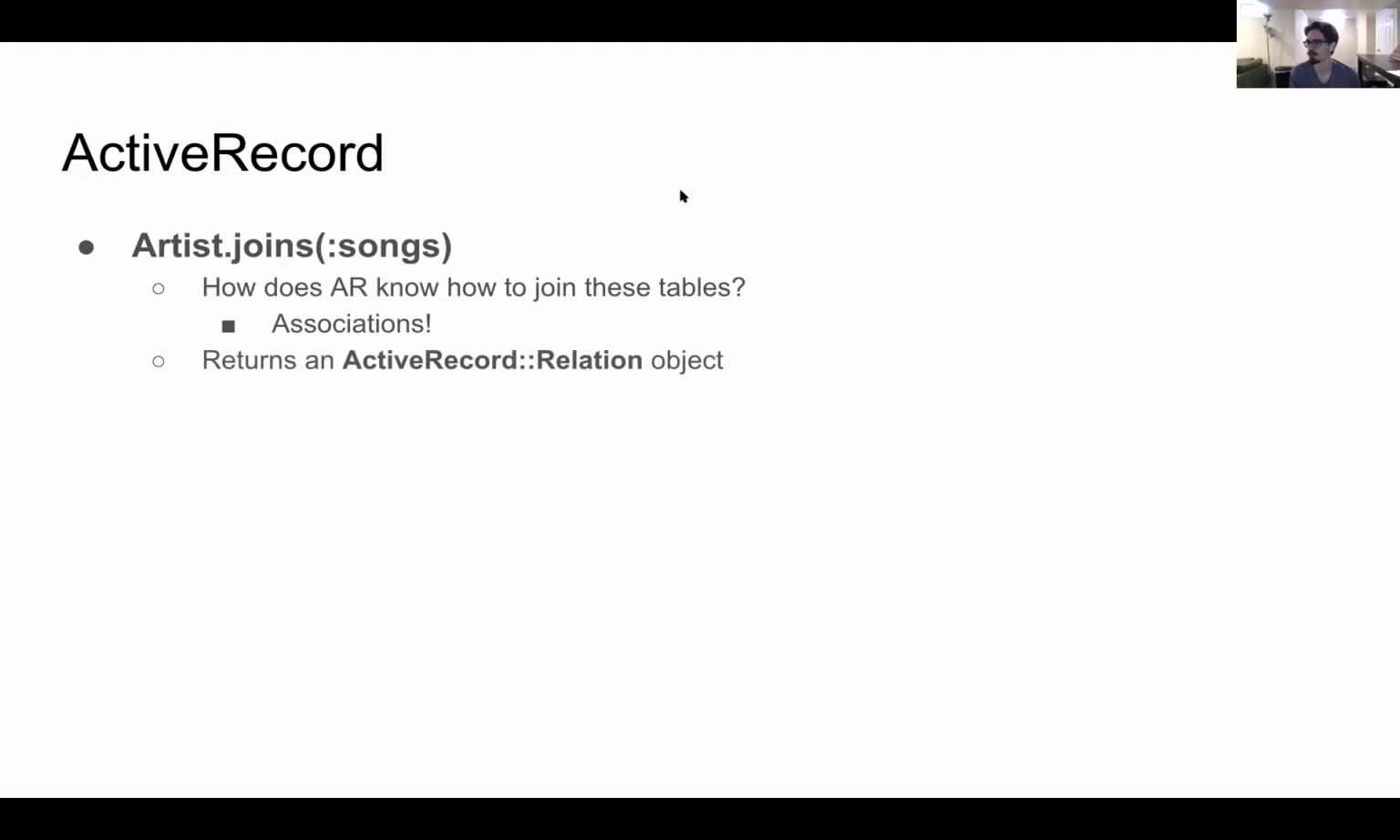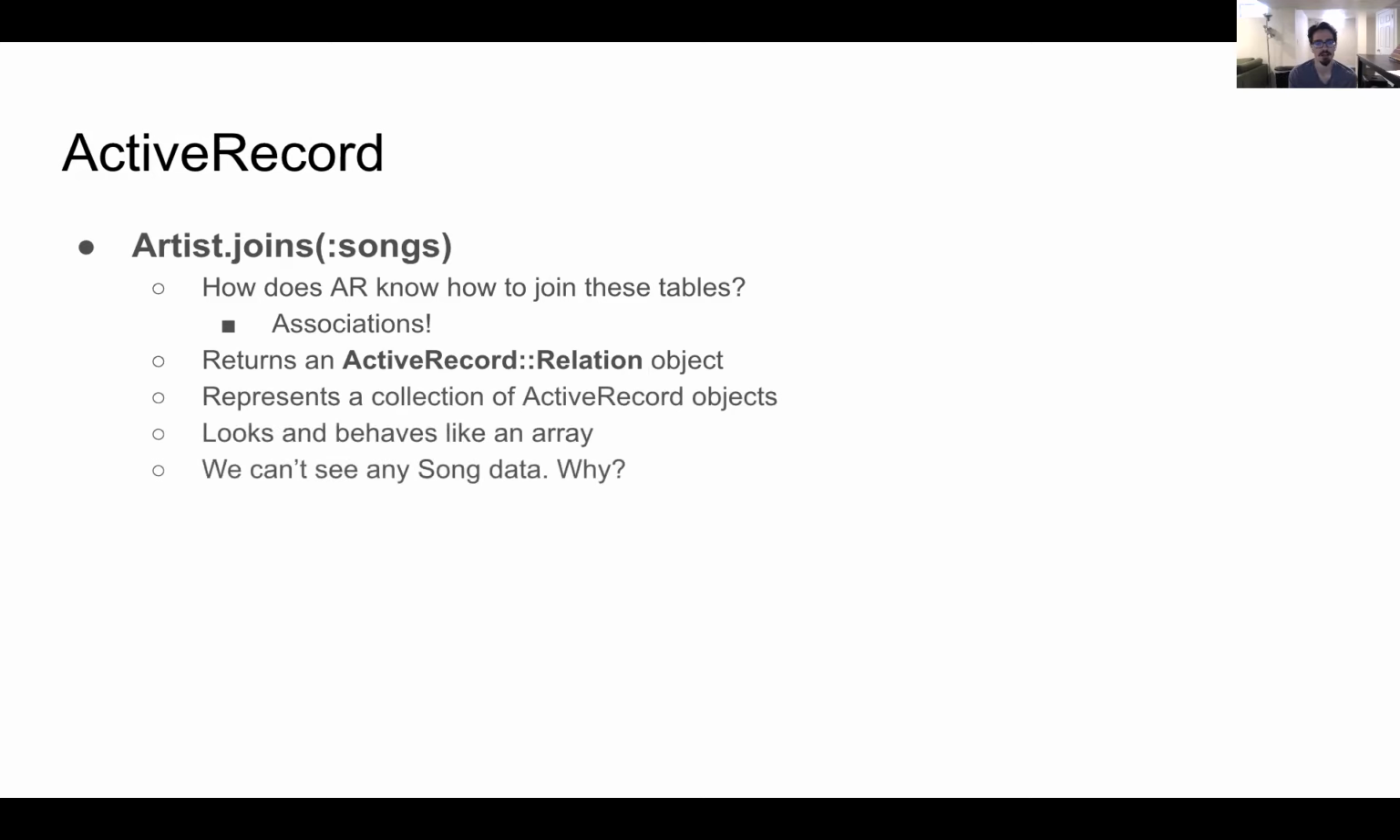So this is going to return our Active Record relation object. This is like our super array. It's an array essentially, but it does some other things. It represents a collection of Active Record objects. It looks and behaves just like an array, but we can't see any song data on it.